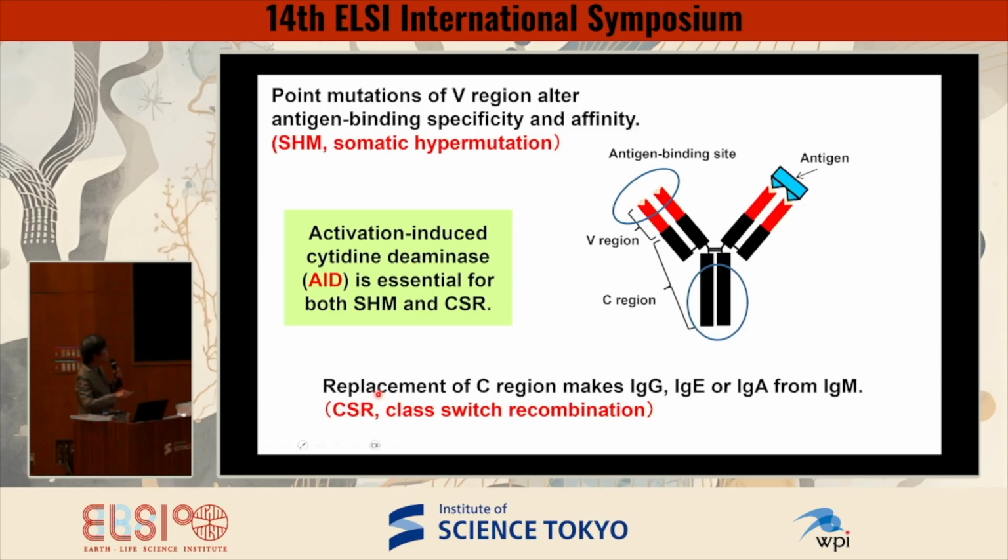Also, if you make IgA, you need to change this foot part, the constant region. This replacement of the C region makes IgE and IgA from IgM antibody. It's also related to the gene recombination process. In B lymphocytes, many gene rearrangements happen upon the immune response, and both systems essentially require the AID protein.